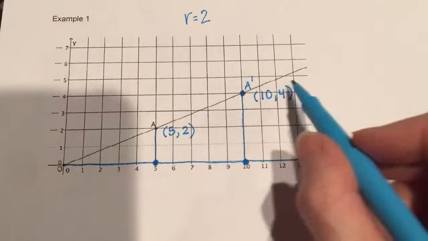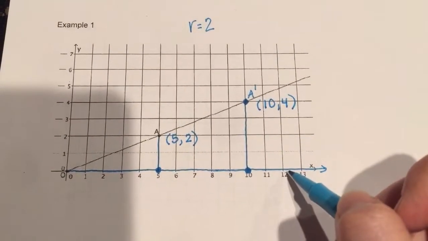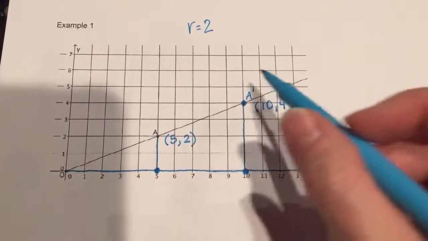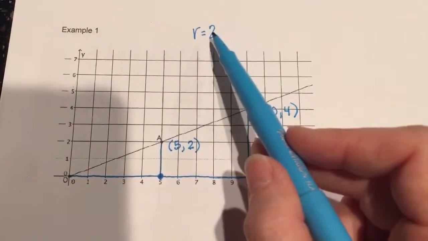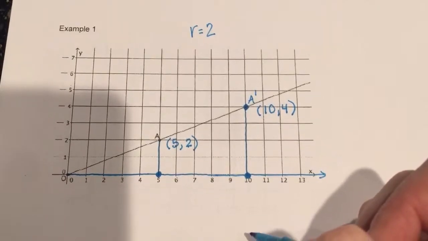Take a moment to compare the coordinates of these points and see how they're related. Good. You've noticed that you can take the coordinates of the original, multiply them by the scale factor, and get the coordinates of the new image.